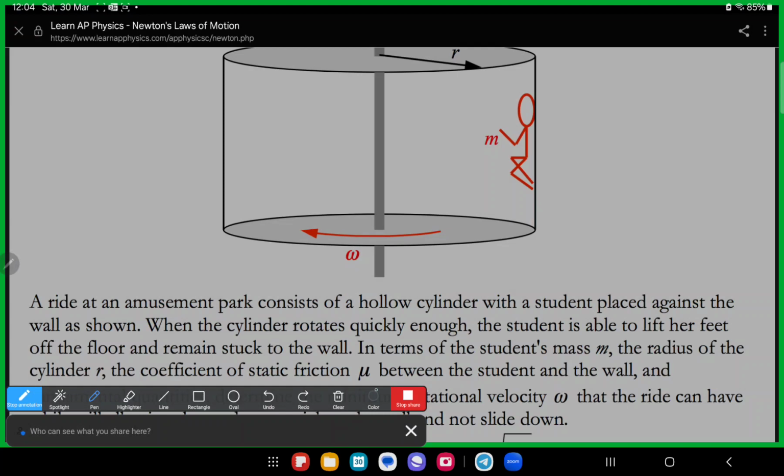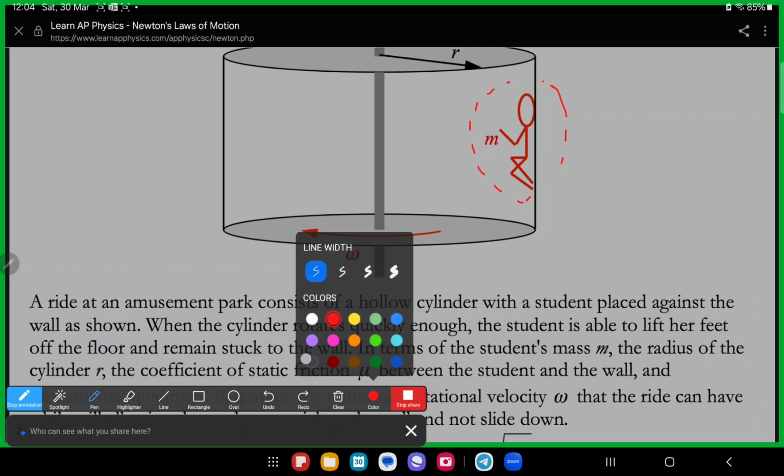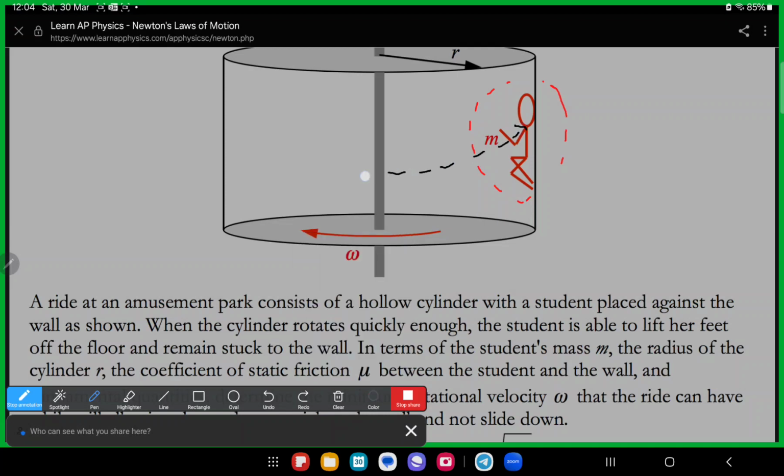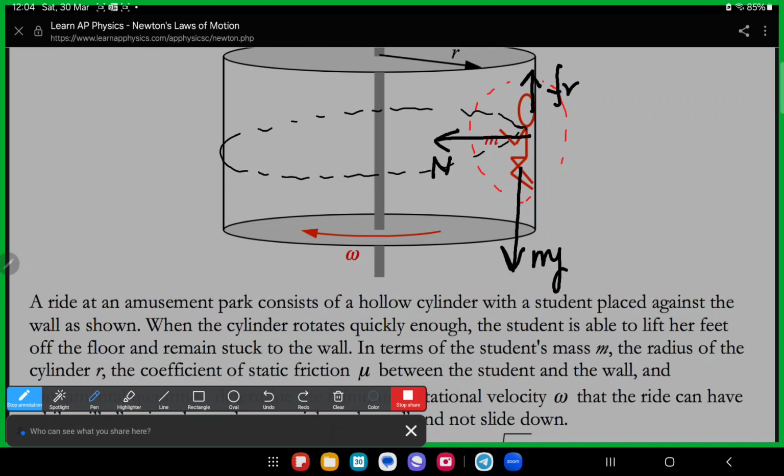Now here the question situation is, this is rotating and this person is stuck with this wall. Stuck with this wall means it will be executing a circular motion. And let's make a free body diagram quickly. So we can say mg in the downward direction, and just opposite to it some friction force is acting, and normal to it, of course, the normal reaction, and for the sake of movement, the centrifugal force is acting.